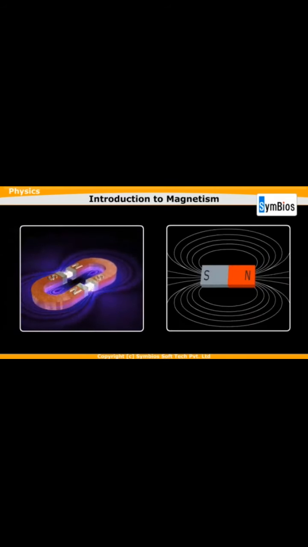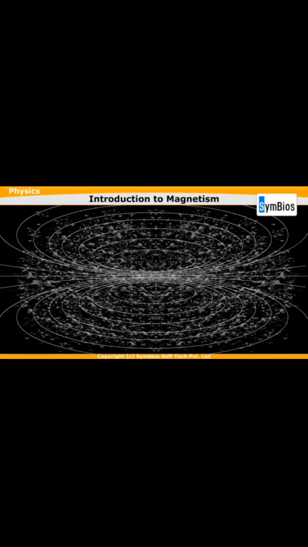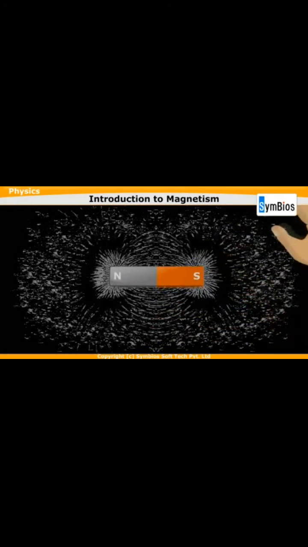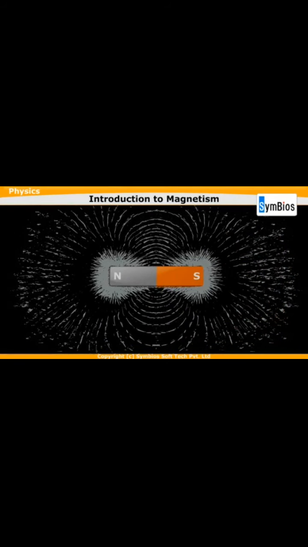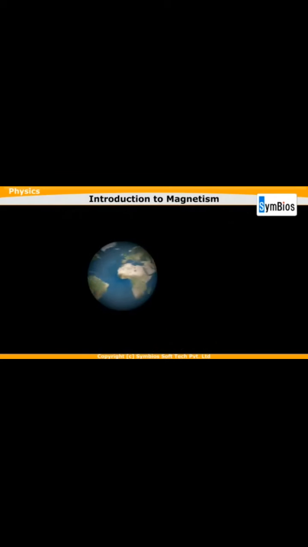Every magnet has a magnetic field around it. We can identify this magnetic field by sprinkling iron filings around a bar magnet. When we do this, we can see the iron filings aligning themselves along the magnetic field of the magnet. Our Earth is a magnet and has two poles, north and south, and it has a magnetic field around it.